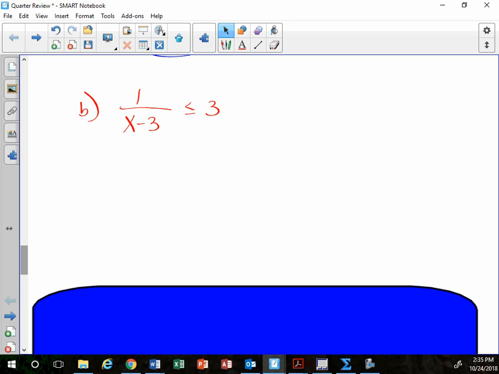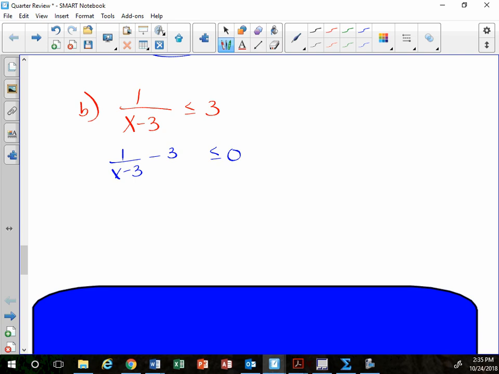First step must be 1 over x minus 3 minus 3 over 1. Find a common denominator, add them together to get one fraction, and you need a number line on this one.